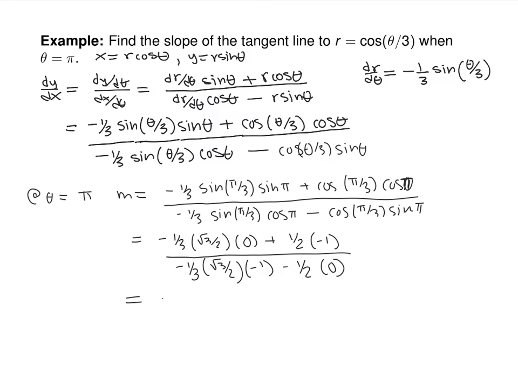So this gives us negative 1/2 over positive root 3 over 6, which is the same thing as negative 1/2 times 6 over root 3, or negative 3 over root 3, which if you rationalize or simplify comes out to negative root 3.